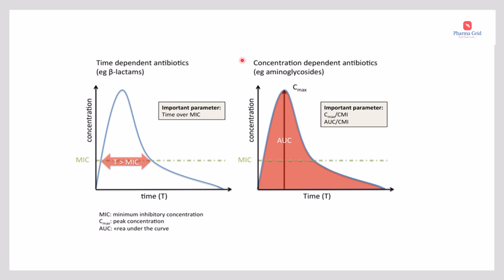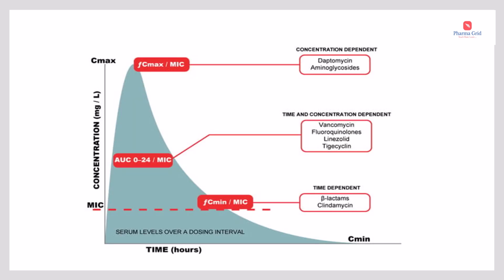Now let's see the concentration dependent antibiotic, for example, aminoglycosides. So this is the concentration, and here Cmax is the maximum concentration. The higher the concentration, the greater the killing of microbes. Again, this is the same graphical representation only.